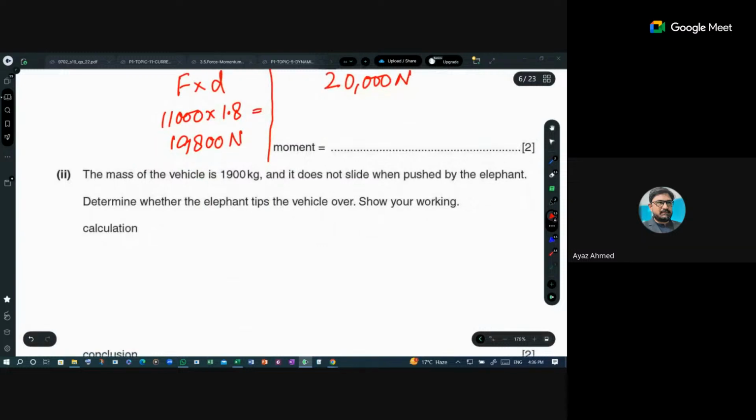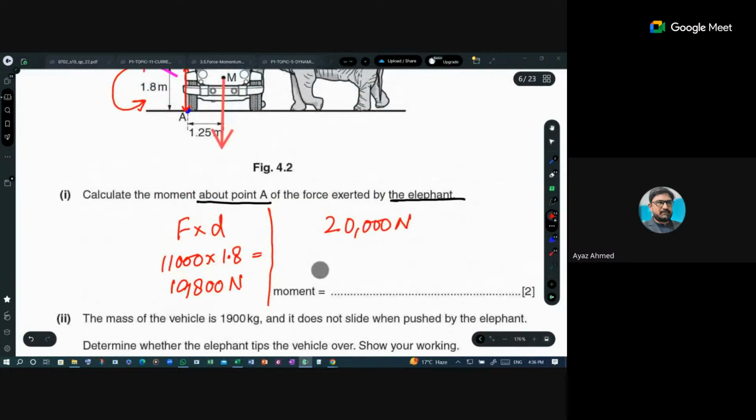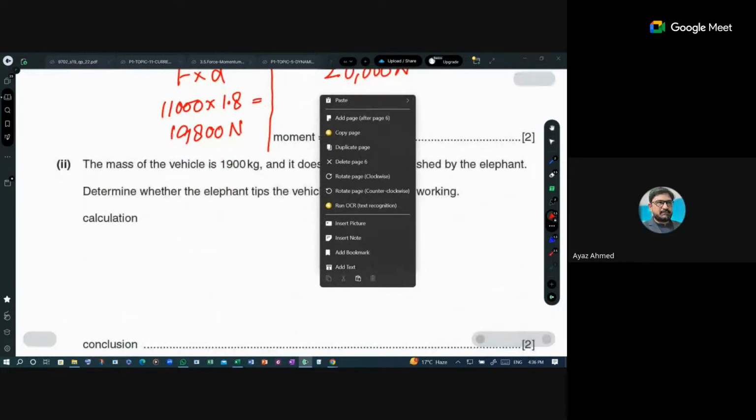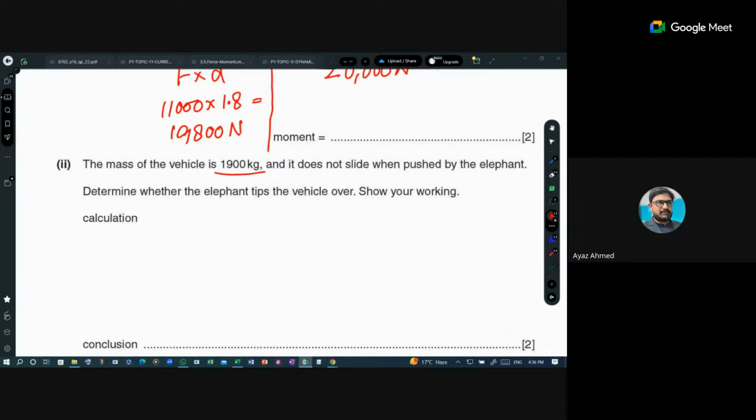Now, the mass of the vehicle is 1900 kg, and it does not slide when pushed by the elephant. It does not slide. It means either it would topple over or it would rotate. Determine whether the elephant will topple it over or tip it over or not. Show your working. So what's the condition of toppling over?